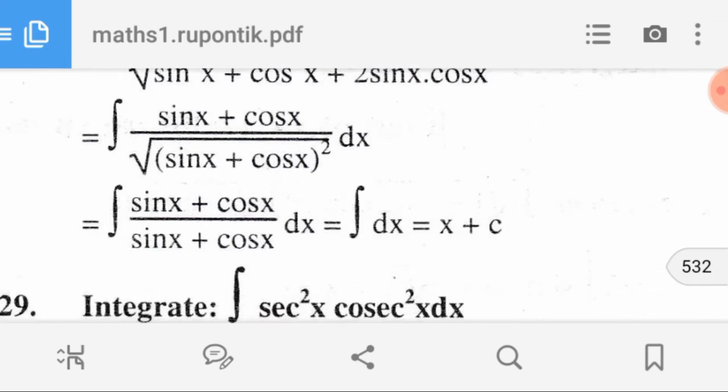Again, we know that the square root of (sin x plus cos x) whole square is sin x plus cos x. Here, if we divide sin x plus cos x by sin x plus cos x, then it will be 1. And if we multiply 1 and dx, it will be dx. Again, the integration of dx is x plus c.